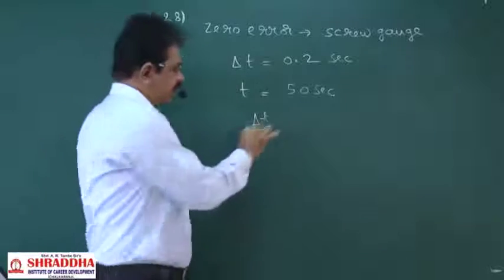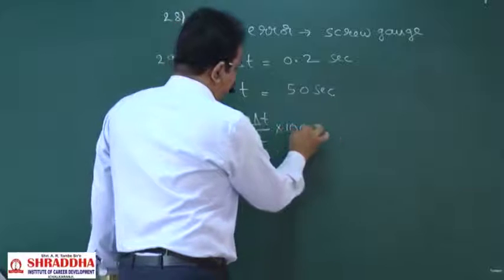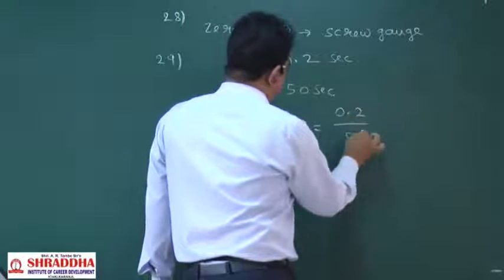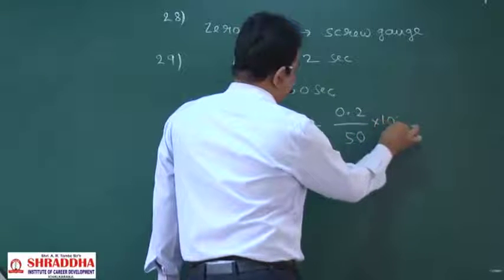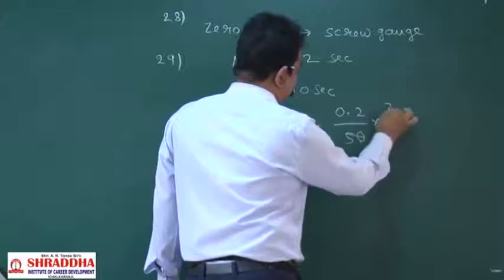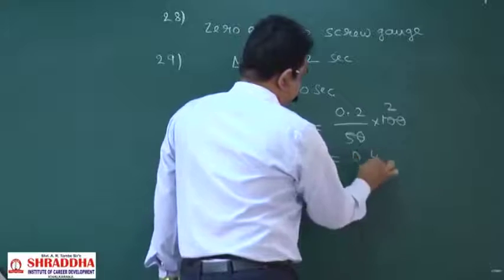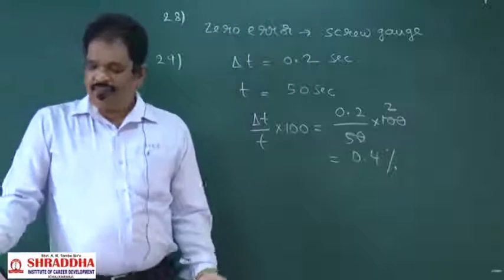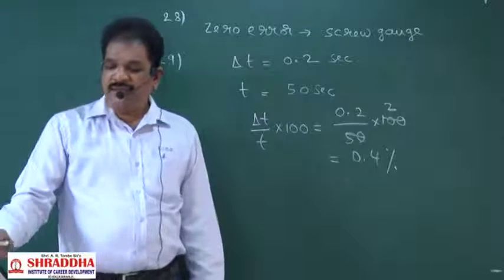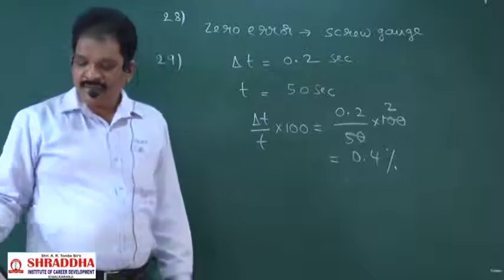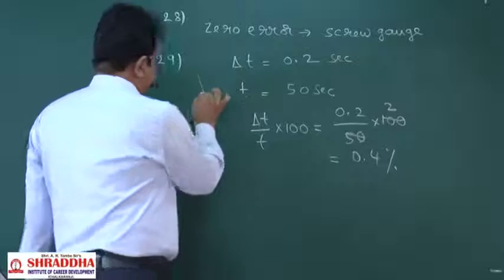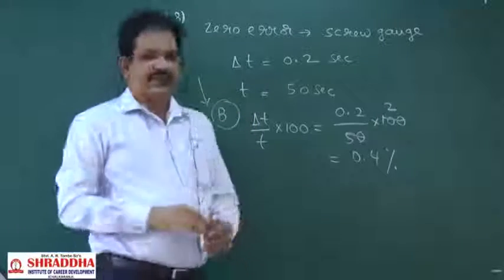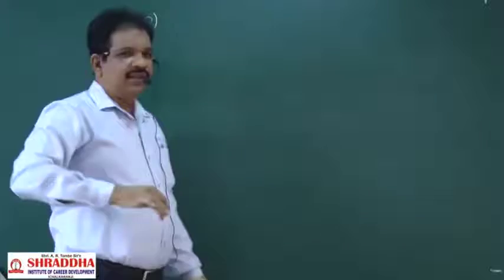What is the percentage error in the measurement of time? 0.2 by 50 into 100. 2 times will cancel. This value will be 0.4%. 29, it will be B. Next, 30.